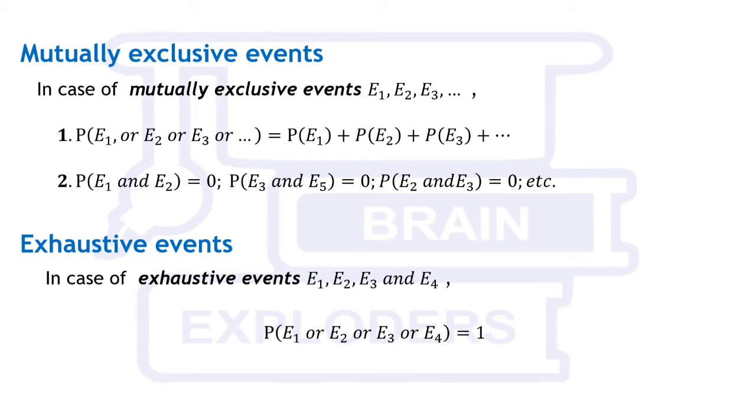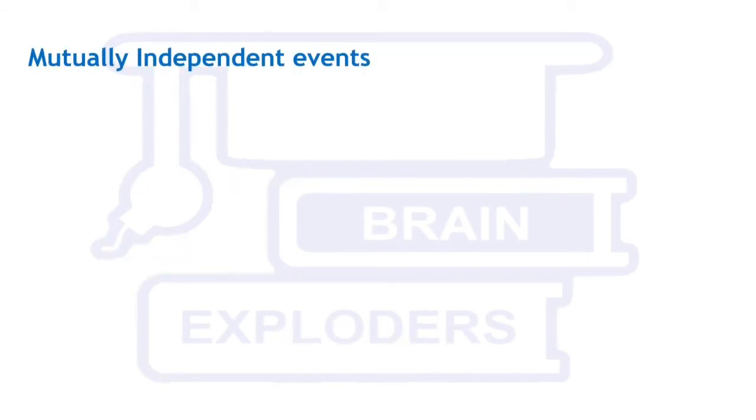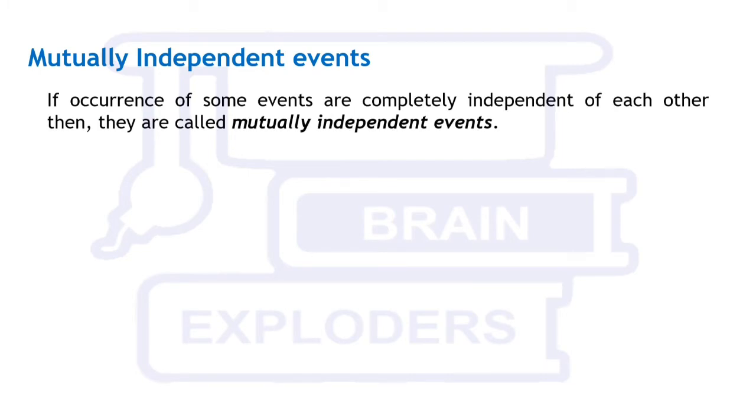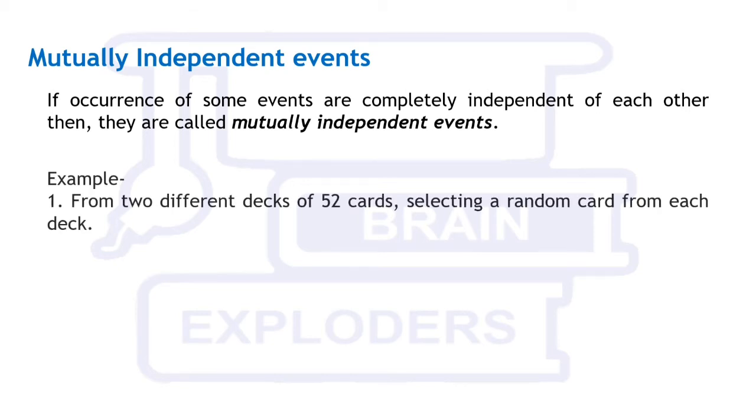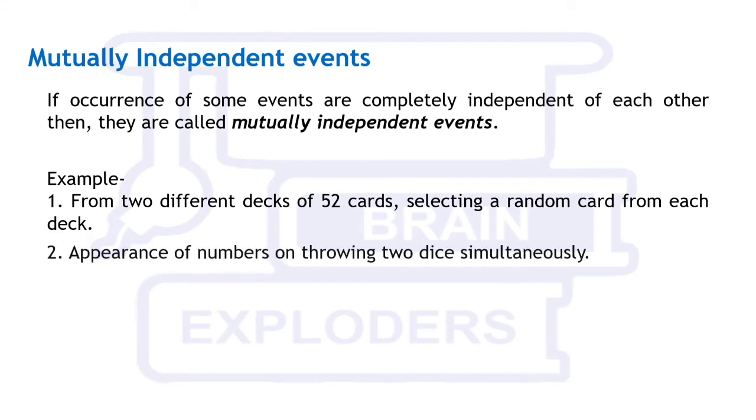One more term here is mutually independent events. If occurrence of some events are completely independent of each other, then they are called mutually independent events. For example, from two different decks of 52 cards, selecting a random card from each deck are mutually independent events because selecting a card from one deck does not affect the selection of a card from another. Appearance of numbers on throwing two dice simultaneously are mutually independent events because the number on the first die does not affect the number on the second die.